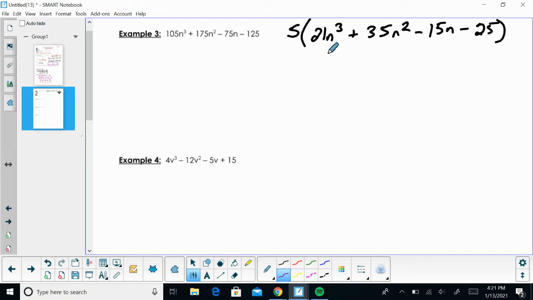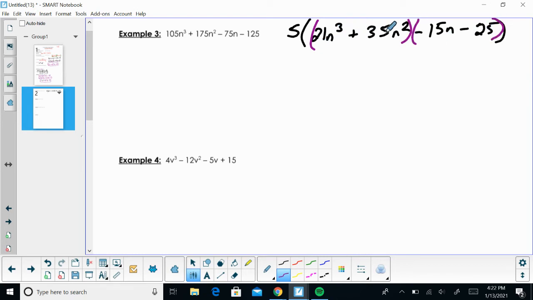Well, I have a 21 and 35. Those could be grouped together because they both have an n to a multiple power, but they also are both multiples of 7, right? And I could also group 21 and 15 because those are both multiples of 3. Really, it comes down to which one you want to do. I'm going to go ahead and group my first 2 and my second 2, I think, this time.